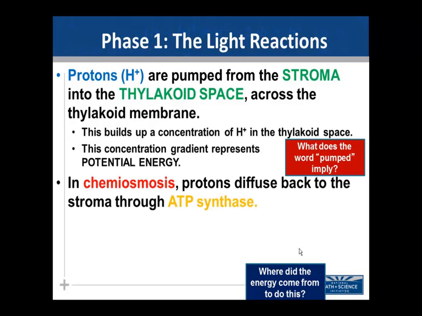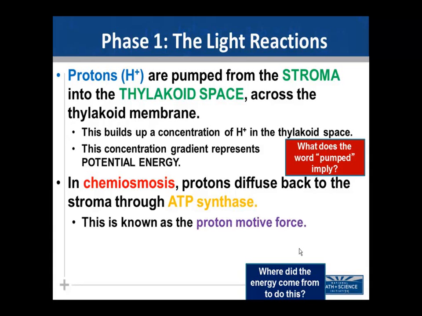Now, in the process of chemiosmosis, okay, and chemiosmosis is the movement of ions across a selectively permeable membrane down their electrochemical gradient. So it's an ion, right? A molecule with a charge, and it is moving across a selectively permeable membrane like the thylakoid membrane down its electrochemical gradient. So the protons are going to diffuse back to the stroma. Remember, we built up this high concentration of them in the thylakoid space. They're going to diffuse back to the stroma, and we're going to let them do that, but they're going to move through a molecule called ATP synthase. And this is called the proton motive force.